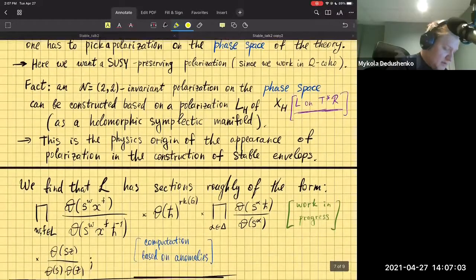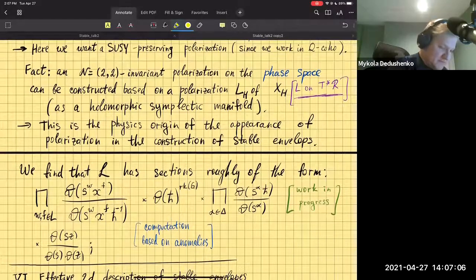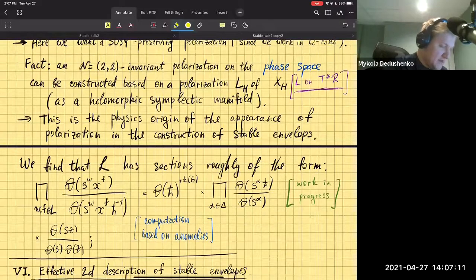Now, here, just to give you a flavor of it, because we're trying to work out the details right now, so it's work in progress. One can do some computation based on anomalies and find that this bundle L has roughly sections of form like this. So there's some part that corresponds to polarization. There's a part coming from vector multiplets. Then there's this non-perturbative part that captures the Kähler parameters.